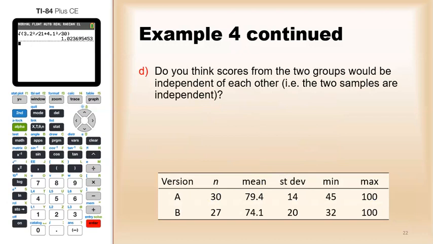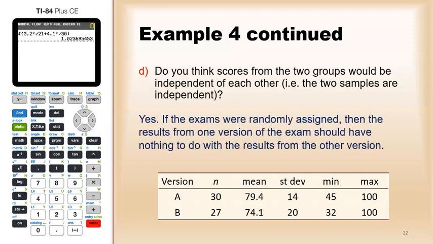And do you think the scores in the two groups should be independent of each other? So that is, the two samples are independent. That is, the results from one group have nothing to do with the results from the other group, or knowing that someone is in one group has nothing to do with whether someone else is in another group. And yeah, if the exams are randomly assigned, then the results from one version of the exam should have nothing to do with the results from the other version.